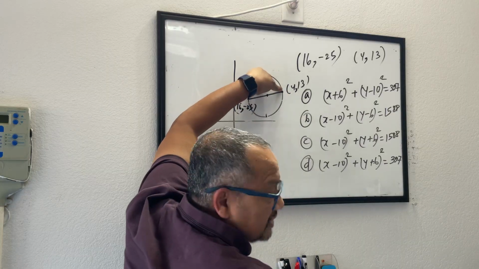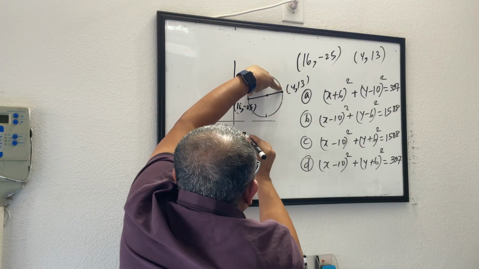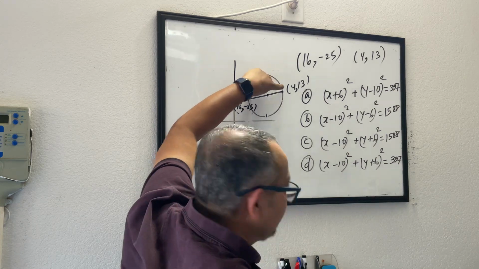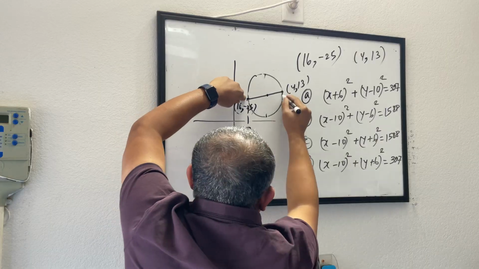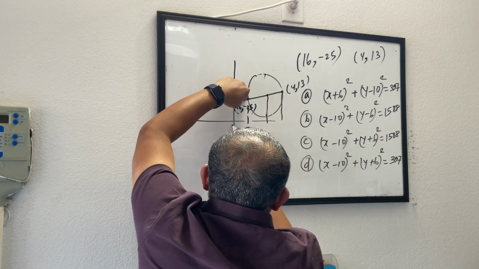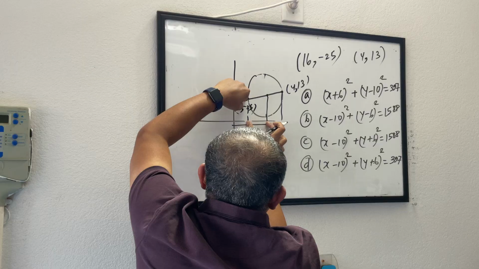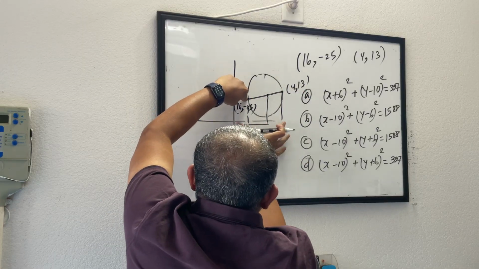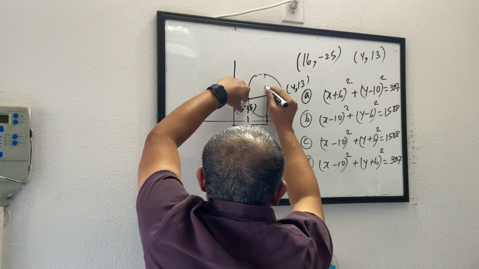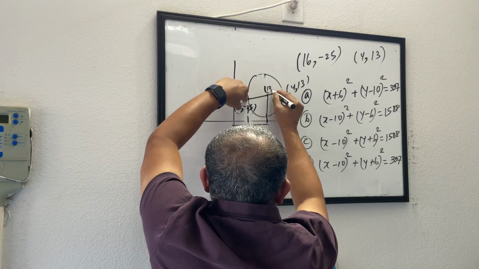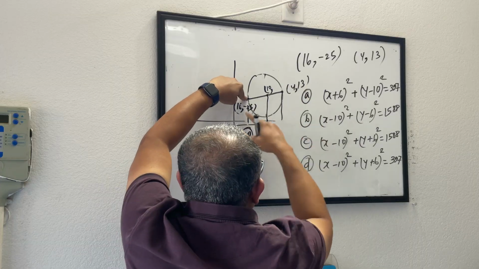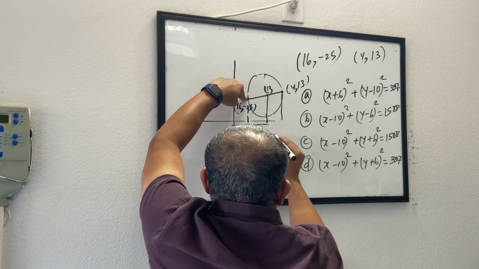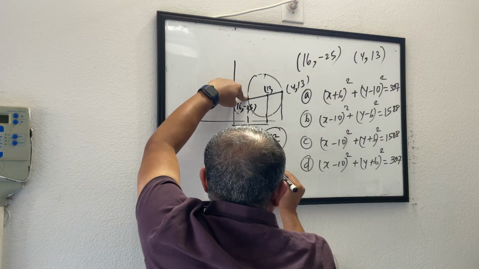These 2 by 2, 16 plus 4 will be 20 by 2. Look at this x coordinate here. If this is 16, this is 4. So 16 plus 4 by 2 will be your center's coordinate. That will be 10 for x. Similarly for y also, add them together. Minus 25 and 13 is minus 12 by 2. That will be minus 6.